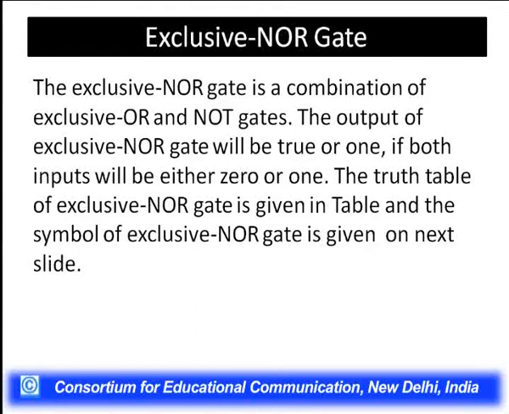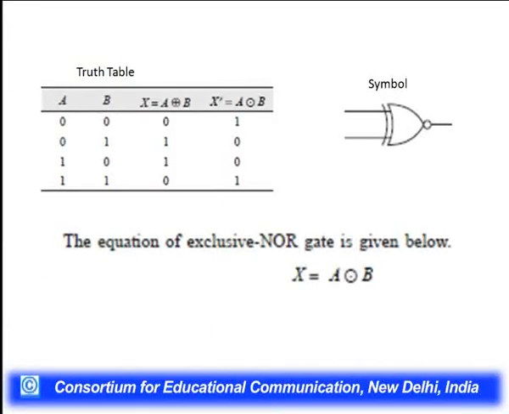The truth table of the exclusive NOR gate is given in the table, and the symbol of the exclusive NOR gate is given on the next slide. See here, the truth table for the exclusive NOR gate. A and B are two variables, and all possible combinations of A and B are 0 0, 0 1, 1 0, 1 1. So X equals A exclusive OR B. For 0 0, both are the same, so 0. For 0 1, both are not the same, so 1. In the case of 1 0, both are not the same, so 1.